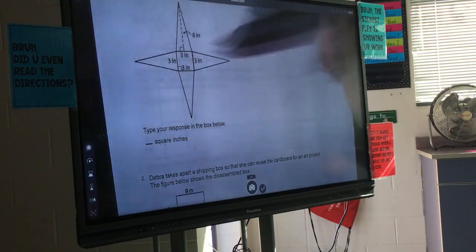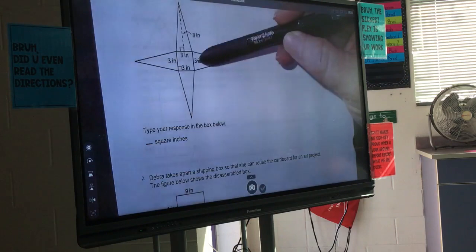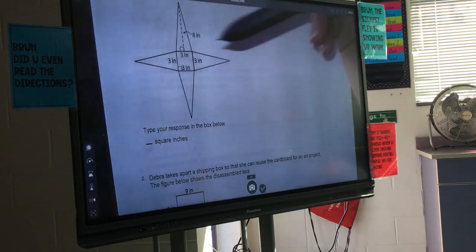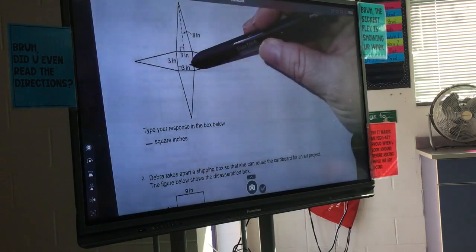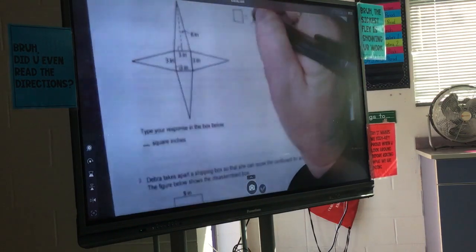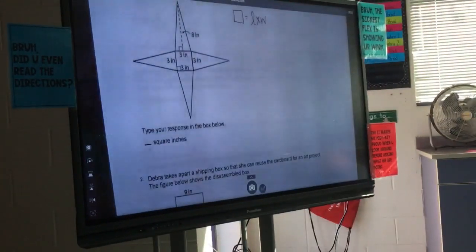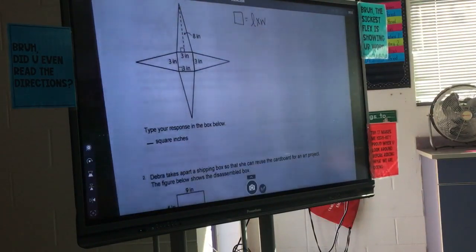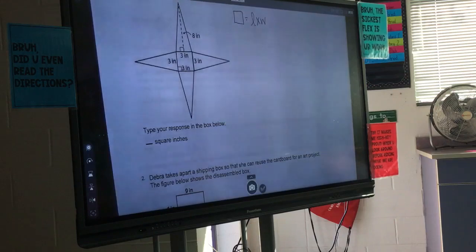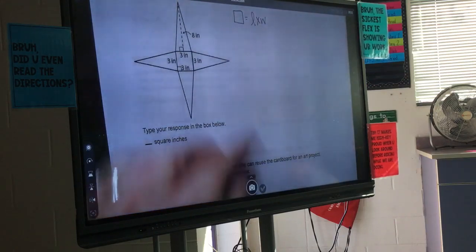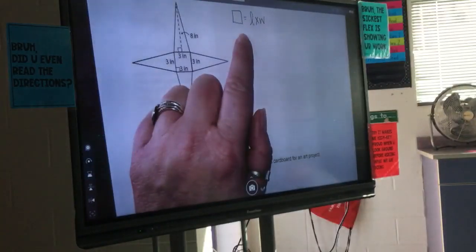So, looking at just the base, what do you notice about the base? Yeah, so it's all the same, which means is this a rectangle or is this a square? Square. This is a square. So the formula I need to find the area of a square is length times width. You've got to know that a square or a rectangle is length times width.